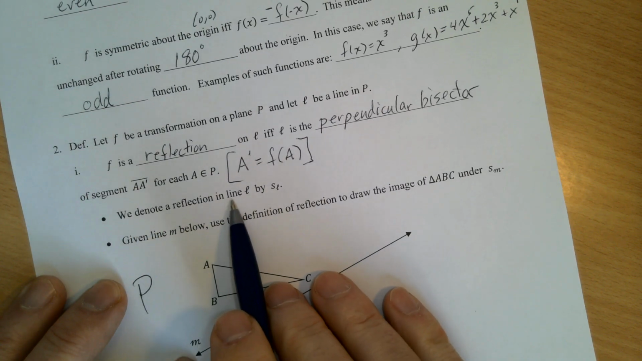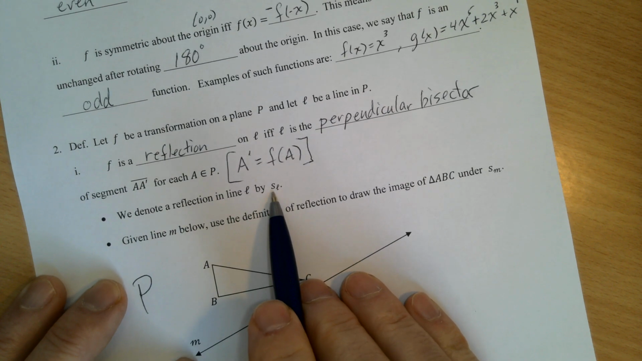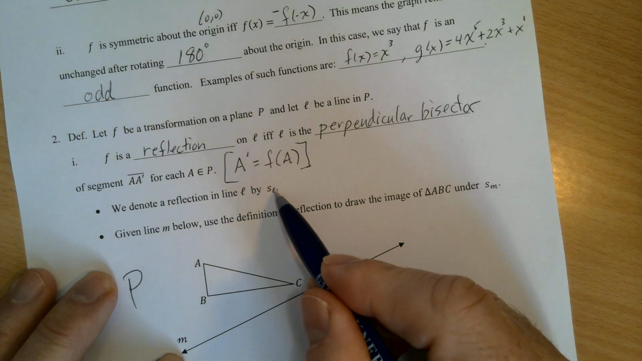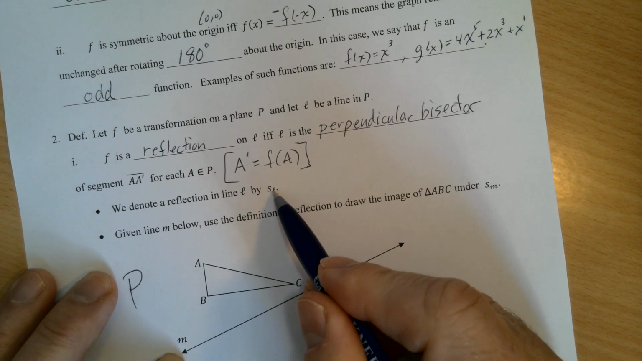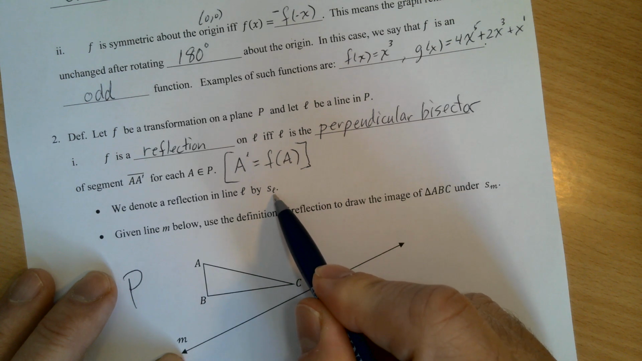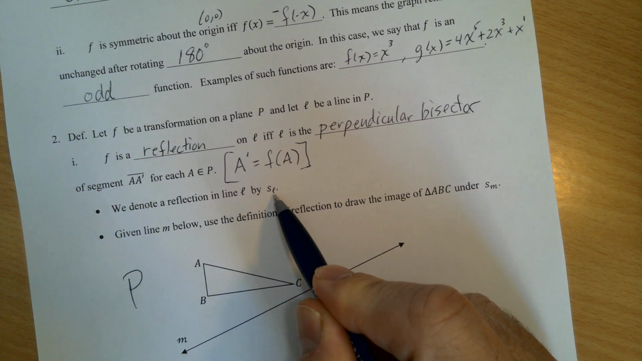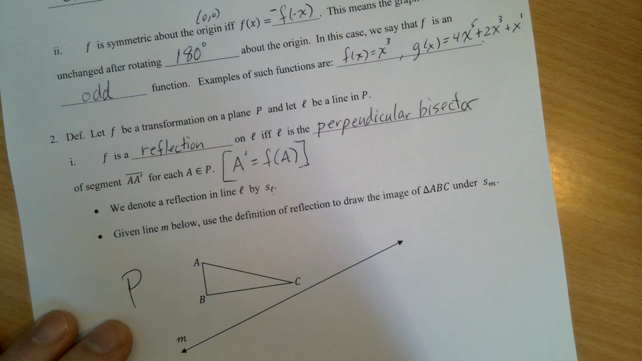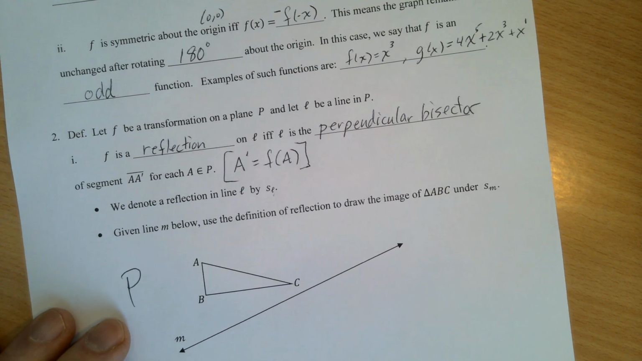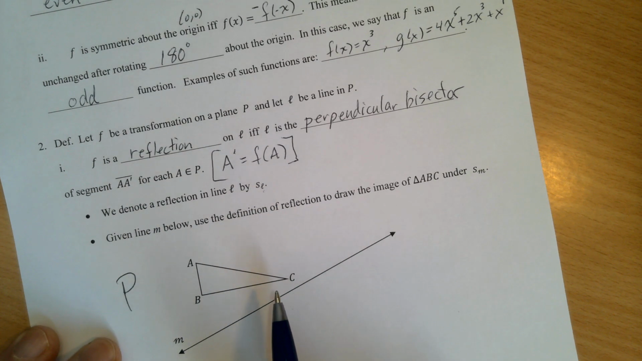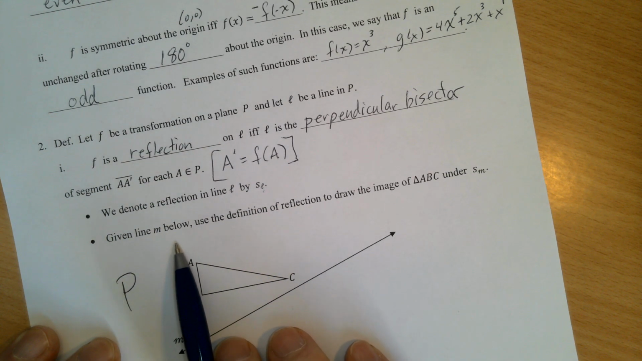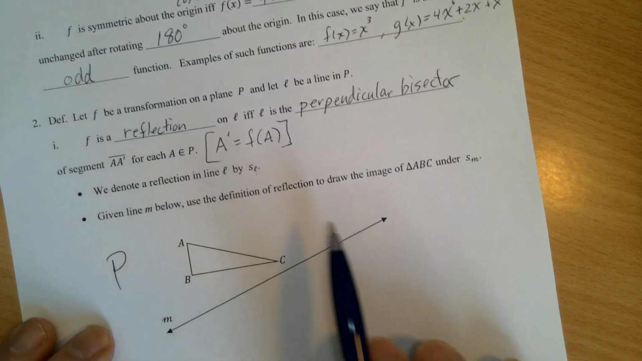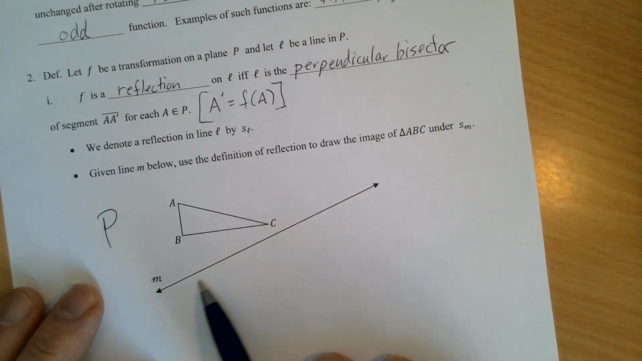Now we denote a reflection. We usually use, instead of an F, a little s instead of a little f for the function. And then the subscript L is the line that it's reflecting around. So it could be the x-axis or the y-axis, but it certainly doesn't have to be. So let's show a simple example of a reflection about the line M. M is right here, this line right here.